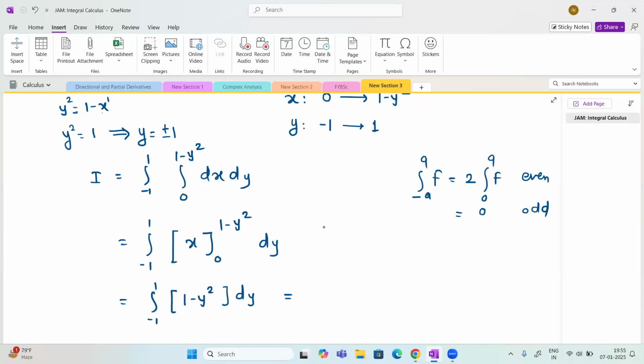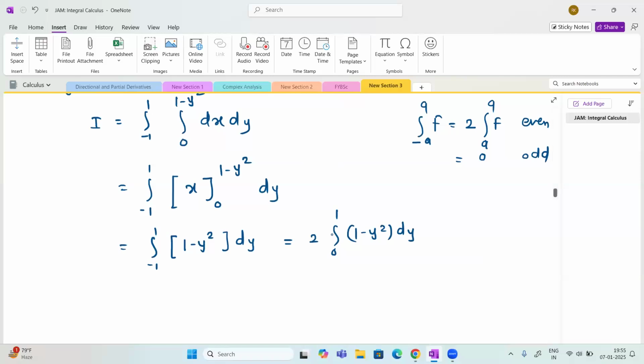So when you have this kind of limits, always go for even and odd function. Within less time, you can solve the same problem. So 2, 0 to 1, 1 minus y square dy. So what will be the integration now? Y minus y cube by 3. Yeah, very good, very good.